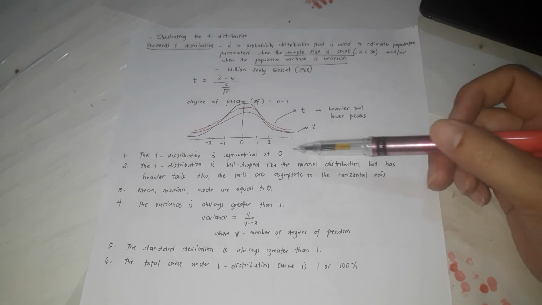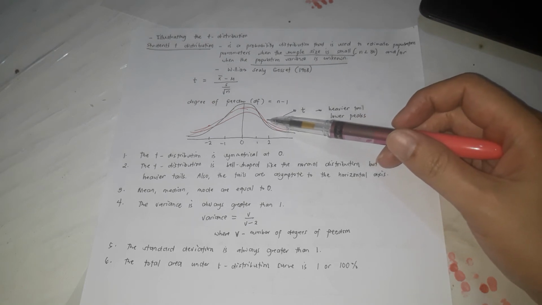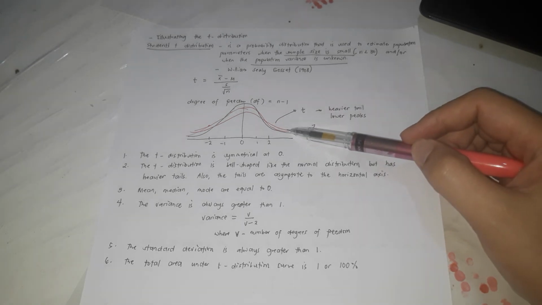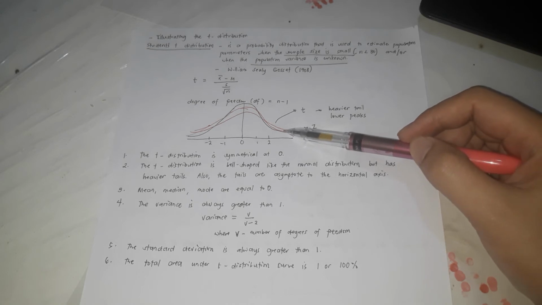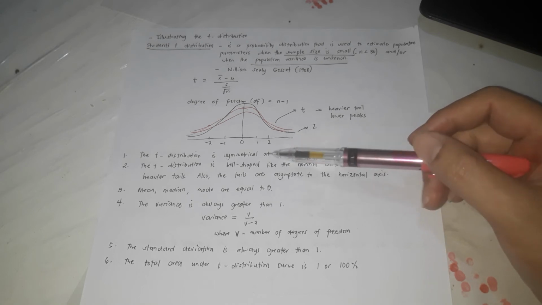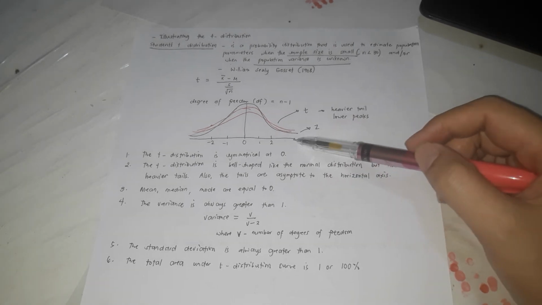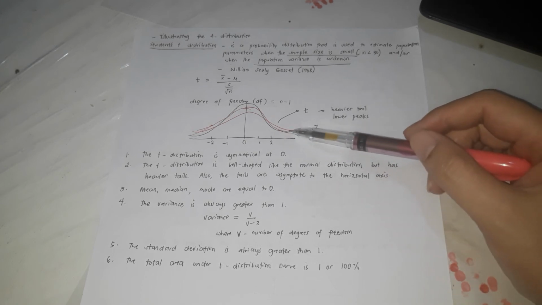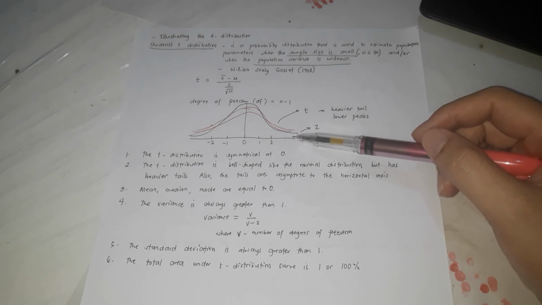The T distribution is bell-shaped. So, the T distribution is still bell-shaped like a normal distribution but has heavier tails. So, mas mataas dito. Ibig sabihin ng mas mataas, mas malaki ang area. So, mas heavy. Also, the tails are asymptotic to the horizontal axis. This is the horizontal axis. Itong mga tails, it approaches the horizontal axis, but it doesn't hit it.